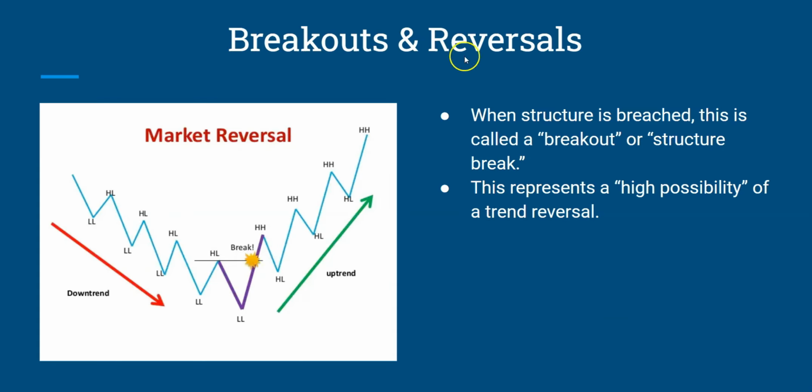Breakouts and reversals. Typically when structure is broken, let's say we have a higher high and a higher low, higher high, higher low, and so we have a buy trend. But let's look at this example. Let's say we have higher low, lower low, higher low, lower low, higher low, lower low, and it's a downtrend, and the next high becomes a higher high. That's called a breakout. That's a market reversal.